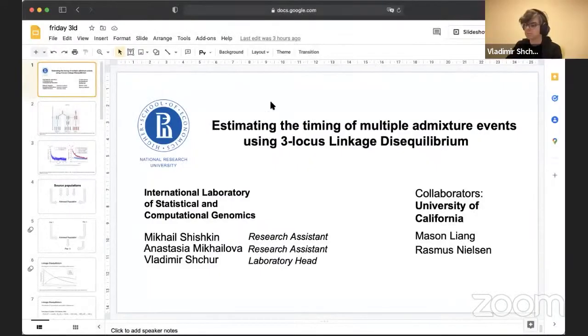Yes, and now we are moving to the next talk by Mikhail Shishkin, an intern in the International Laboratory of Statistical and Computational Genomics at the HSE University. Mikhail will tell us about how to infer the timing of multiple admixture events from 3-locus ancestral linkage disequilibrium. So Mikhail, you're welcome. Yeah, hello everyone. I hope you can see my screen.